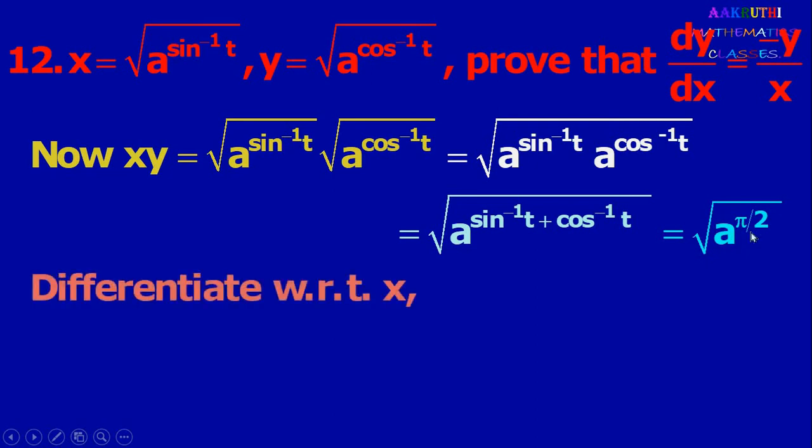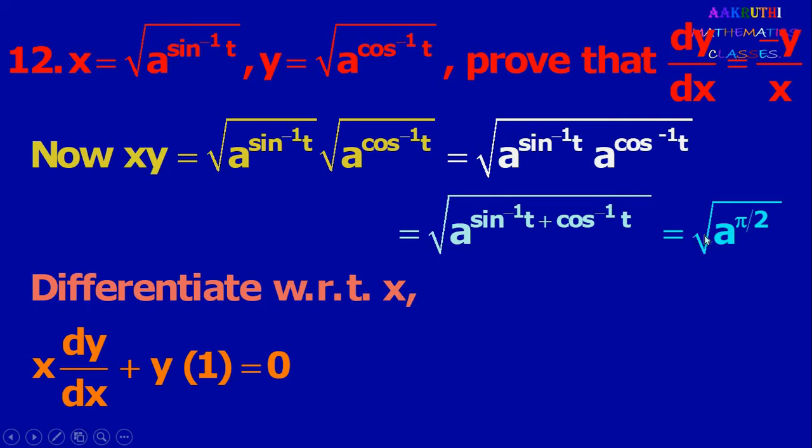So now differentiate with respect to x only, since there is no other variable. But here we have to use the UV rule, because it is the differentiation of xy. That is, x into the differentiation of y, which is dy by dx, plus y as it is times the differentiation of x, which is 1.